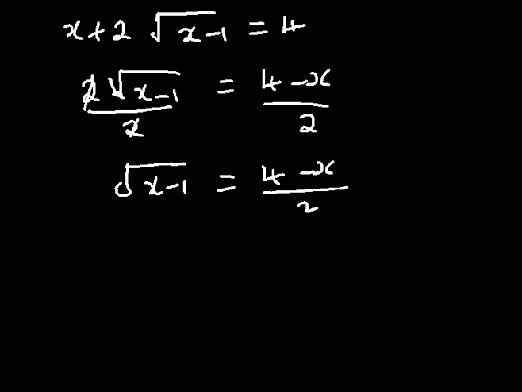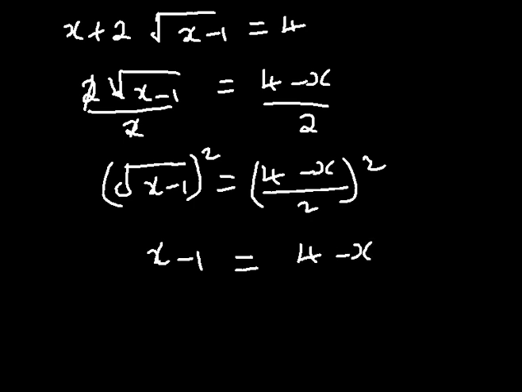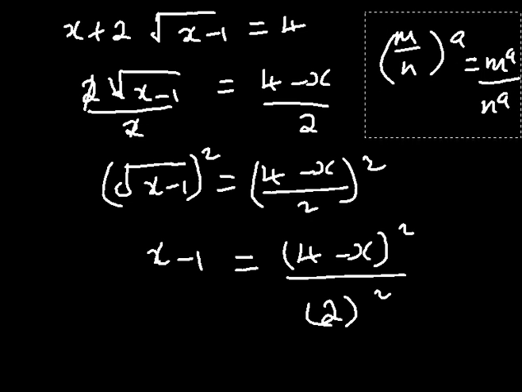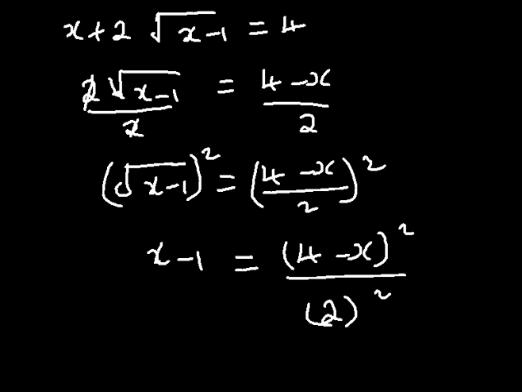Then we are at the point where we can eliminate the square root. So in this case, we have x minus 1, which is equal to 4 minus x, to the power 2, divided by 2 to the power 2. And keep in mind that if we have m over n, then that to the power a is the same as m to the power a divided by n to the power a. That's the principle that has been used there, as you can see.